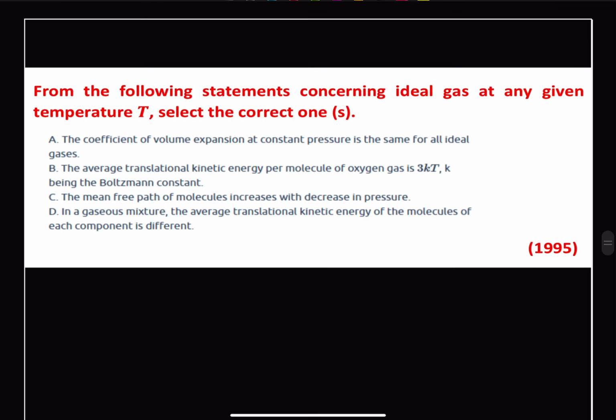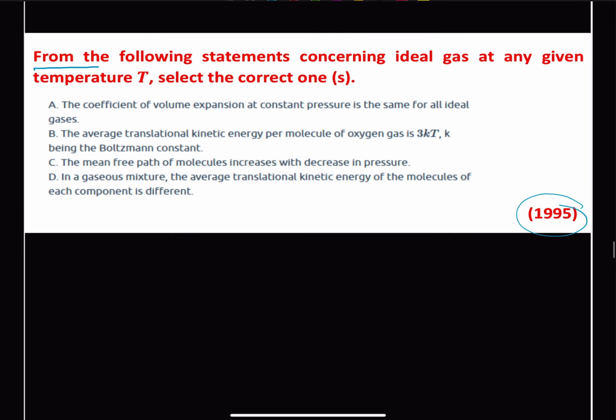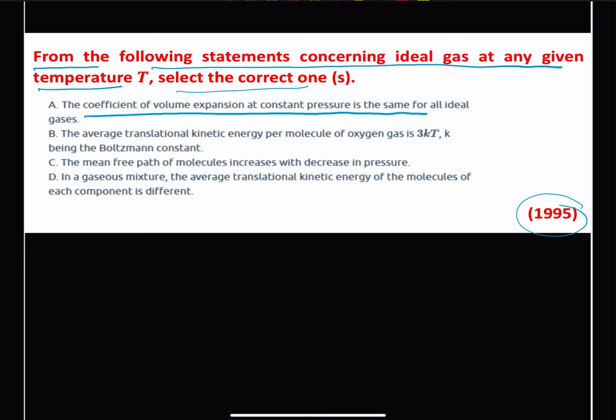It was asked in the year 1995, and it states that for the following statements concerning ideal gas at any given temperature T, select the correct options. Statement A is the coefficient of volume expansion at constant pressure is same for all ideal gases. So it is talking about coefficient of volume expansion, that is our beta. So let us check for statement A.